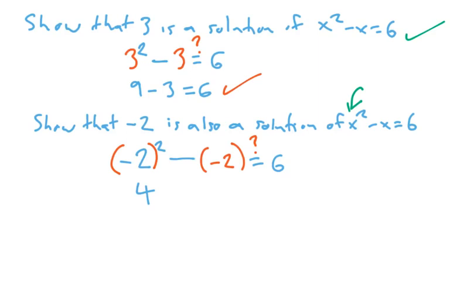From your background in mathematics, you will hopefully remember that when you subtract a negative, it's the same as adding a positive. So minus negative 2 is 4 plus 2. Is that indeed equal to 6? Sure is. So guess what? This equation has 2 solutions. And it turns out these are the only 2. You might wonder, well, could there be a third one out there somewhere? But there really are only 2.